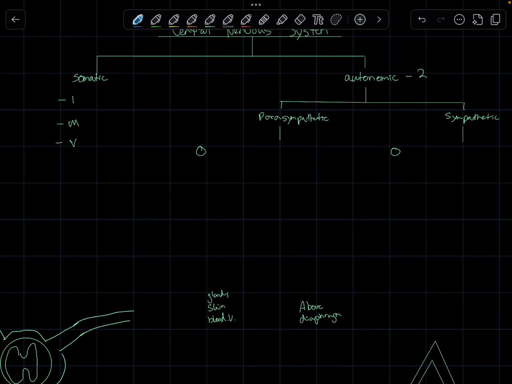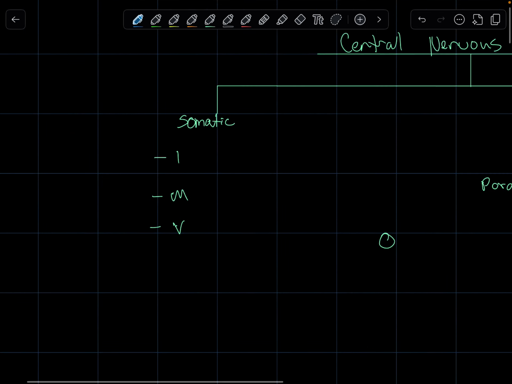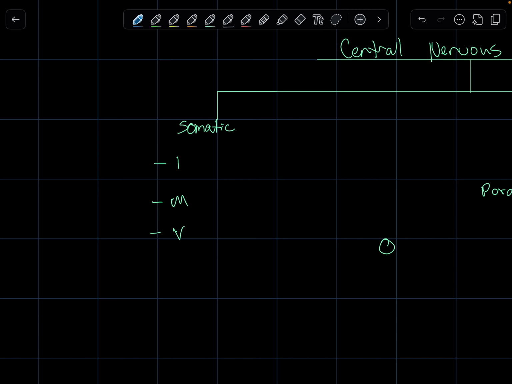In today's video, we will talk about the central nervous system, a variety of receptors, and just kind of how those affect the body. So first, we're just going to talk about the central nervous system in this diagram and how it all kind of breaks apart. So first, we'll talk about the somatic nervous system. This is voluntary movement of the skeletal muscle.